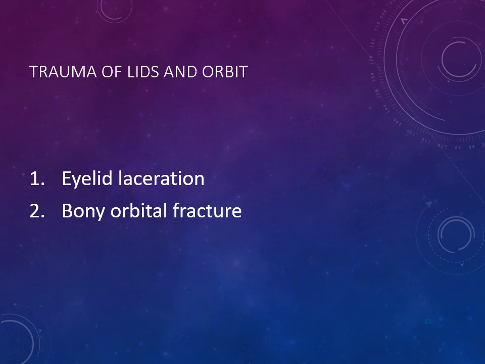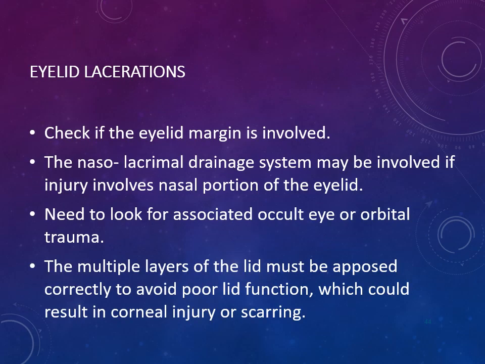Now we come to the last topic, which is trauma to the eyelids and the orbit, including eyelid lacerations and bony orbital fracture. With eyelid lacerations, we should pay attention to the eyelid margin and the involvement of the nasolacrimal drainage system, especially the canaliculi. And don't forget that we are still dealing with the eye. So always with eyelid lacerations, you should rule out intraocular injury, open globe injury.